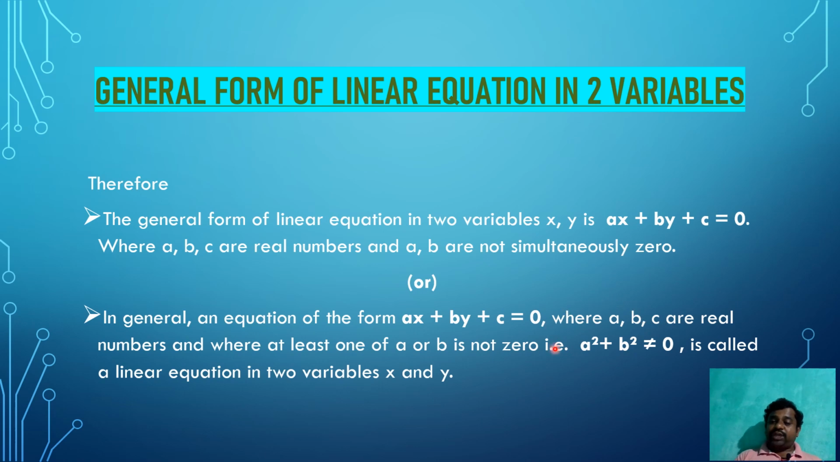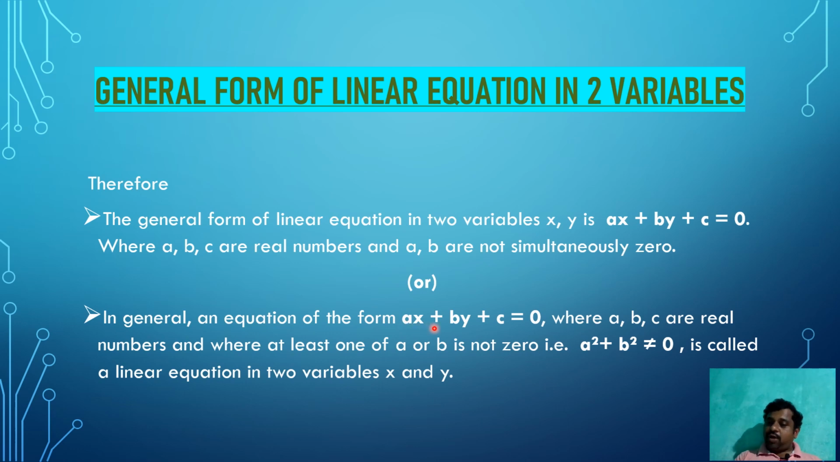Dear students, this is very, very important. The condition for ax plus by plus c is equal to 0 to represent a straight line or a linear equation is a square plus b square not equal to 0. This is called a linear equation in two variables x and y.